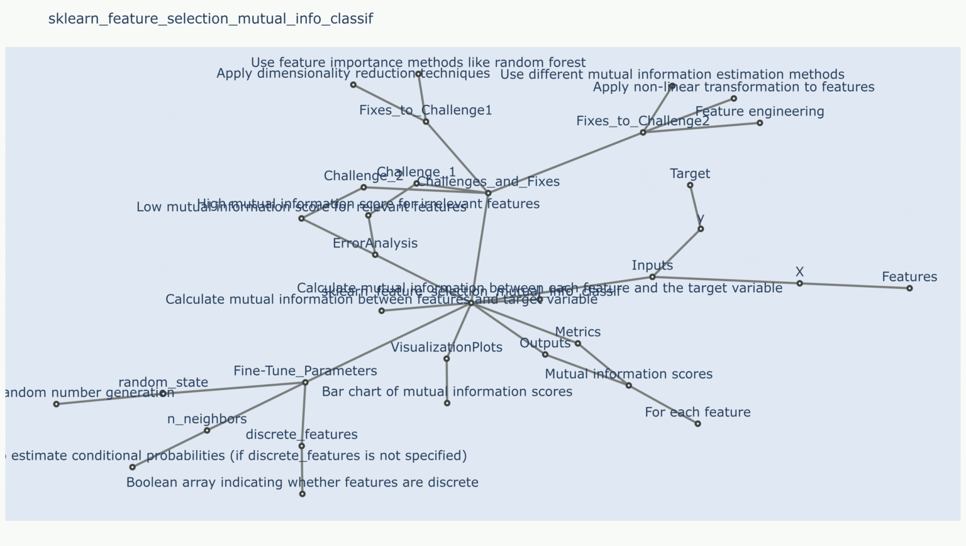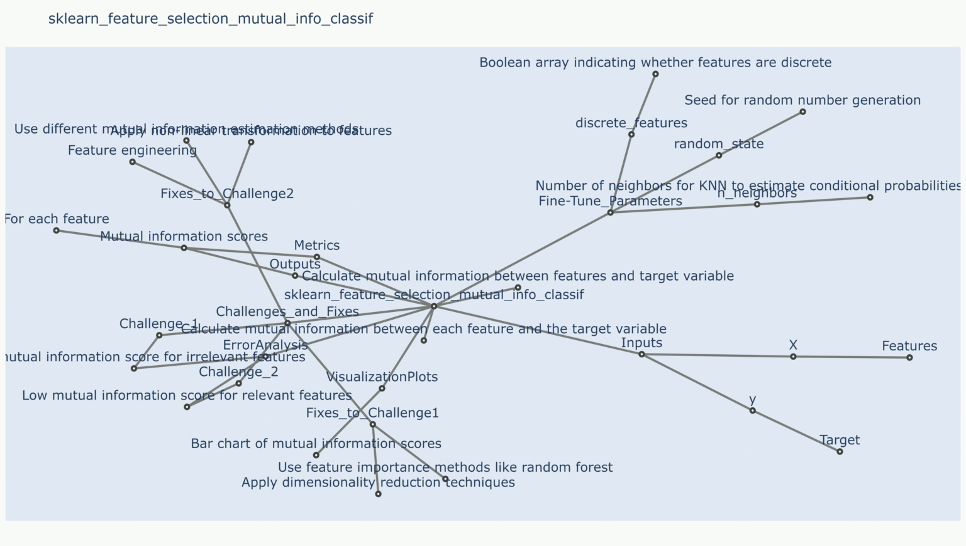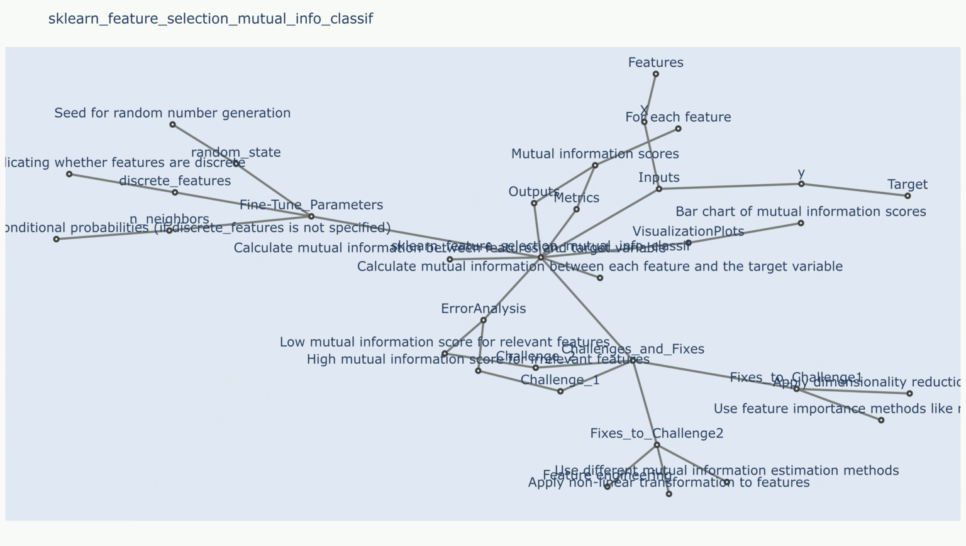Challenge 2: imbalanced datasets can result in biased mutual information scores, as the function is sensitive to the distribution of the target variable. Sample use case that resulted in challenge 2: a dataset with a heavily skewed target variable distribution, e.g., 90% positive class, 10% negative class, potentially leading to misleading mutual information scores.